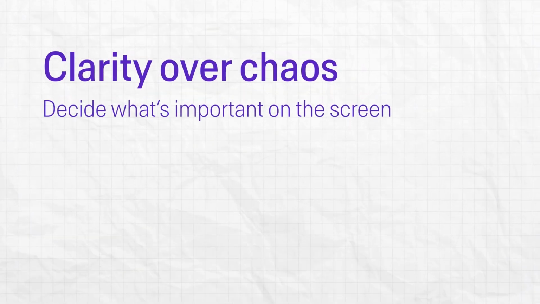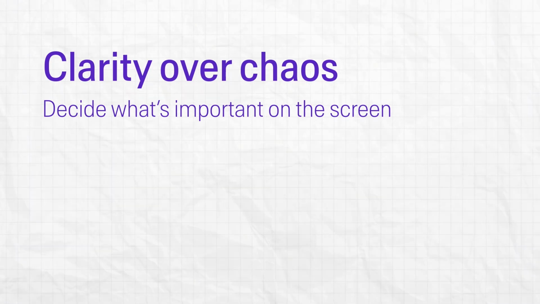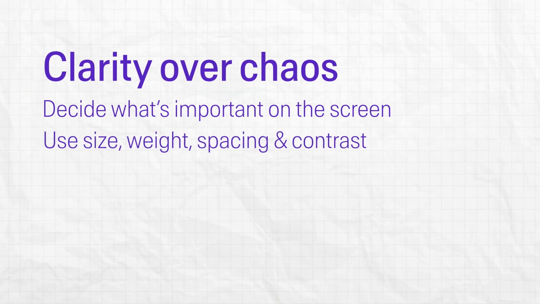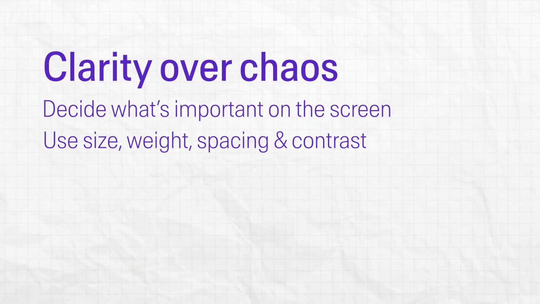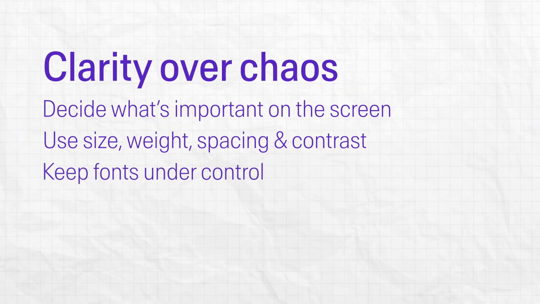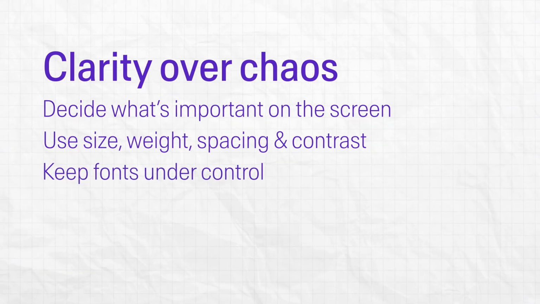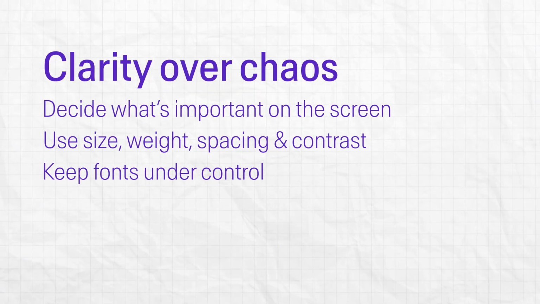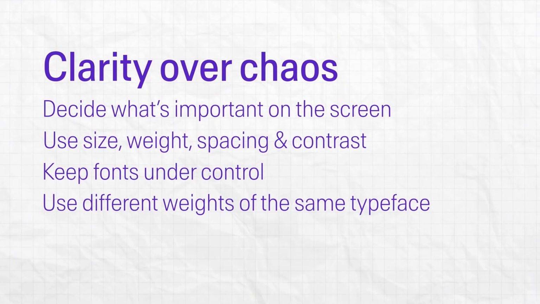Decide what's most important on the screen and make that stand out. Use size, weight, spacing, and contrast to guide the eye from headline to key action to supporting text. Keep fonts under control. 2 is usually enough. 1 for headings, 1 for body copy. And instead of adding new typefaces, use different weights of the same one.